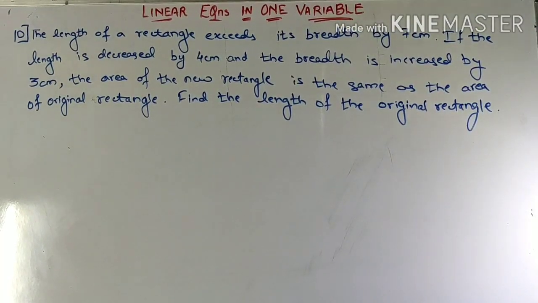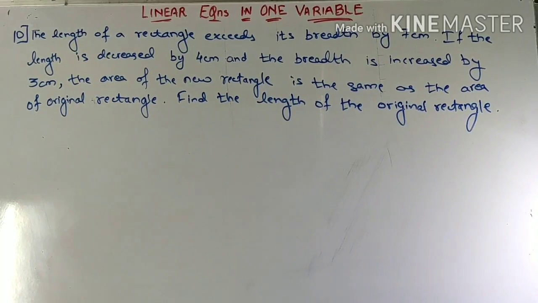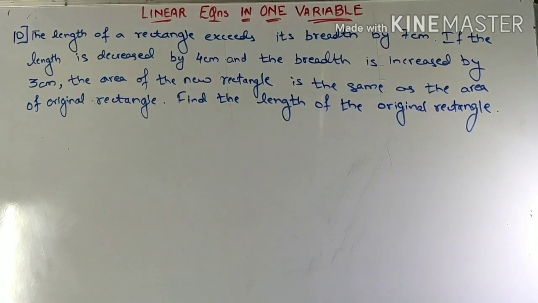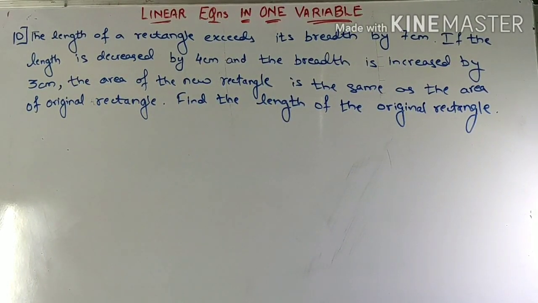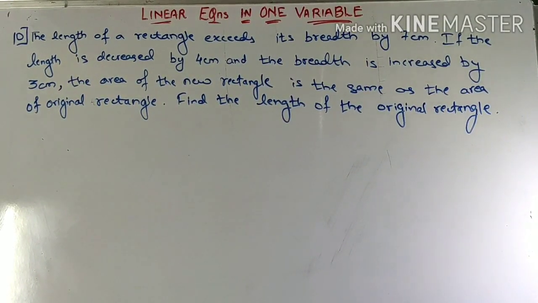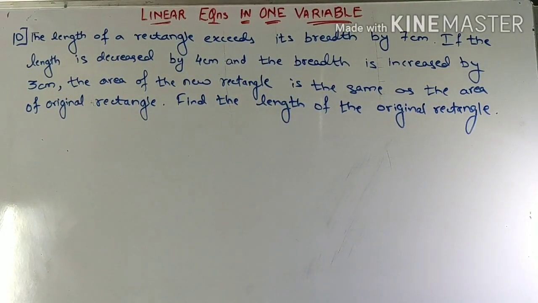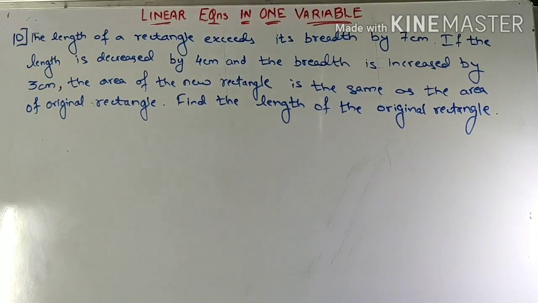The last question for this video. The length of a rectangle exceeds its breadth by 7 centimeters. If the length is decreased by 4 centimeters and the breadth is increased by 3 centimeters, the area of the new rectangle is the same as the area of the original rectangle. Find the length of the original rectangle.